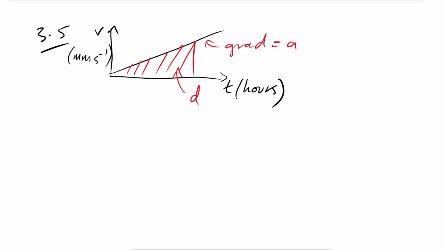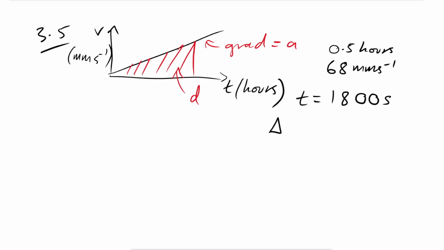So let's pick a nice point. I'm going to go with the point 0.5 hours, and that is 68 millimeters per second. So we know that 1 hour is 3,600 seconds, therefore time is 1,800 seconds. And we're looking for acceleration, so we're looking for change in speed over time, aren't we? But notice that the graph doesn't go down to 0, so you can't just put 68 in there. It has to be 68 minus the 60 it starts at, and then divide that by 1,800.